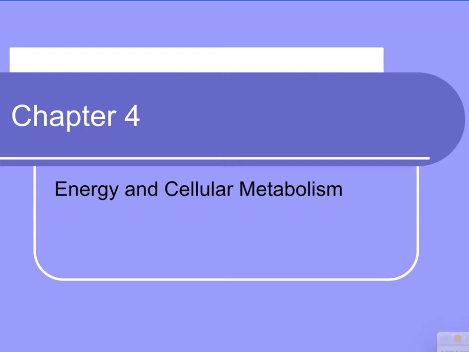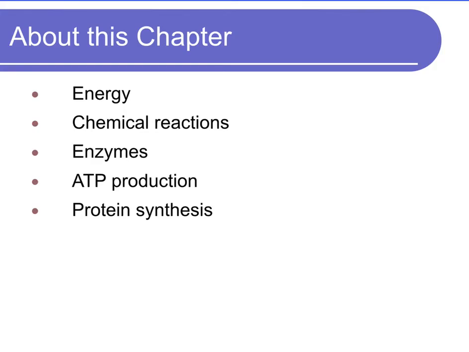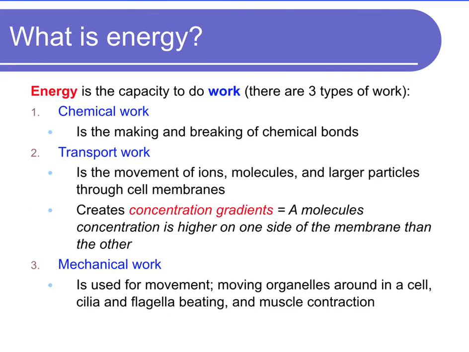Chapter 4, Energy and Cellular Metabolism. So in this chapter, we're going to talk about energy, different chemical reactions. We'll look at the role of enzymes in your body, and then we'll end with making ATP and making new proteins.